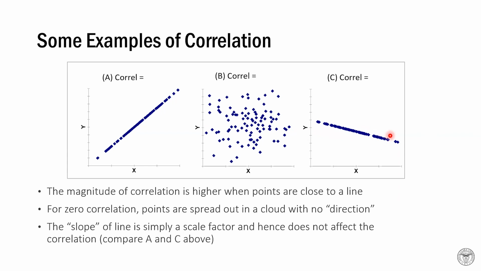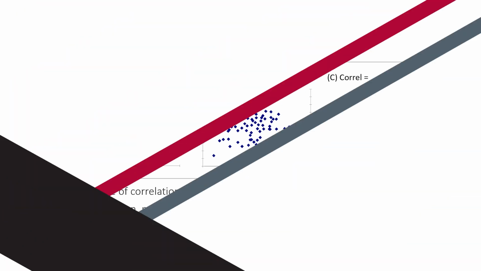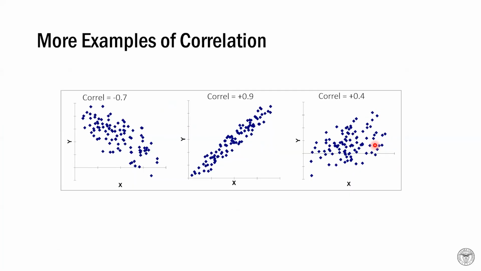The direction of the linear line itself does not affect the correlation value, which is to be addressed in the linear regression modeling we are going to discuss in the next couple of videos. In practice, most of the correlations are actually between -1 and +1. For example, here we have a correlation value of -0.7, like this. And we have positive 0.9. This is a very nice linear relationship. And we have a correlation of positive 0.4.